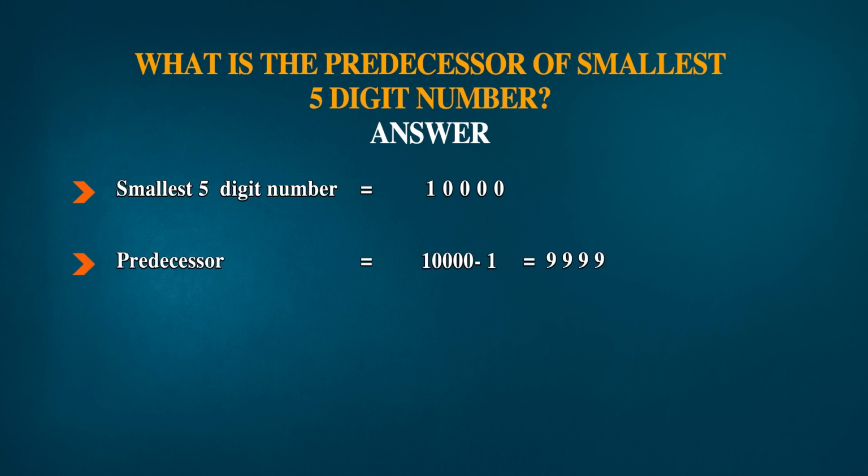Now, we get the predecessor by subtracting 1 from the given number. So, let us subtract 1 from 10,000, which comes out to be 9999. So, predecessor of 10,000, that is 10,000 minus 1, is equal to 9999. This is the greatest 4-digit number.